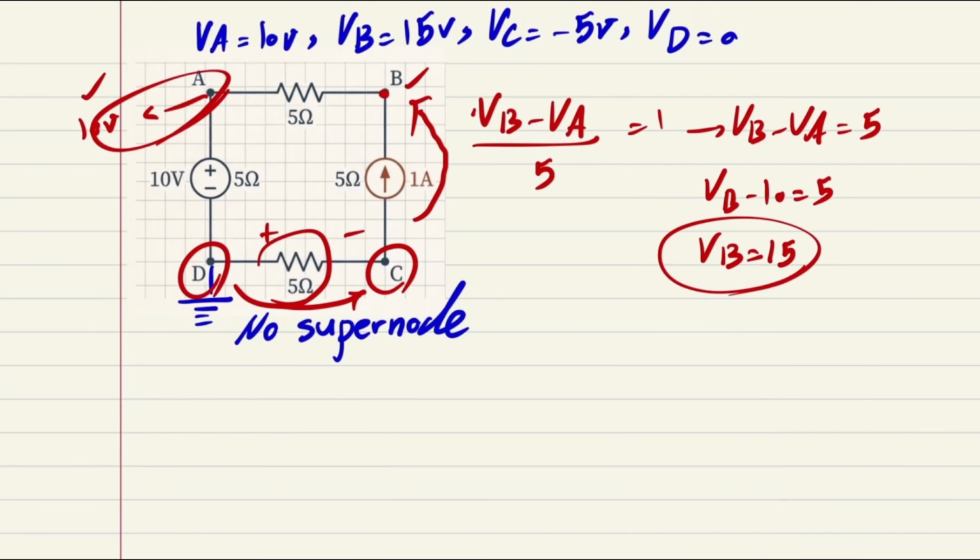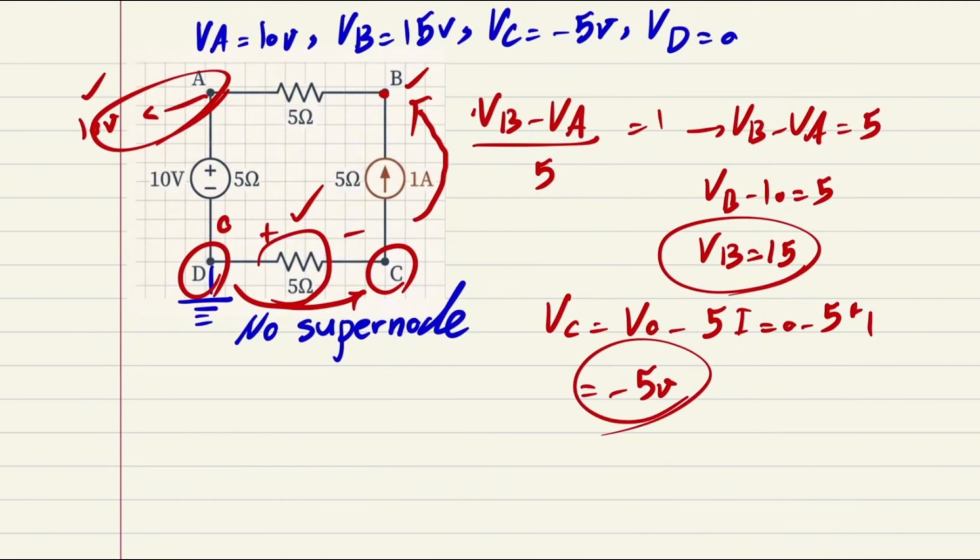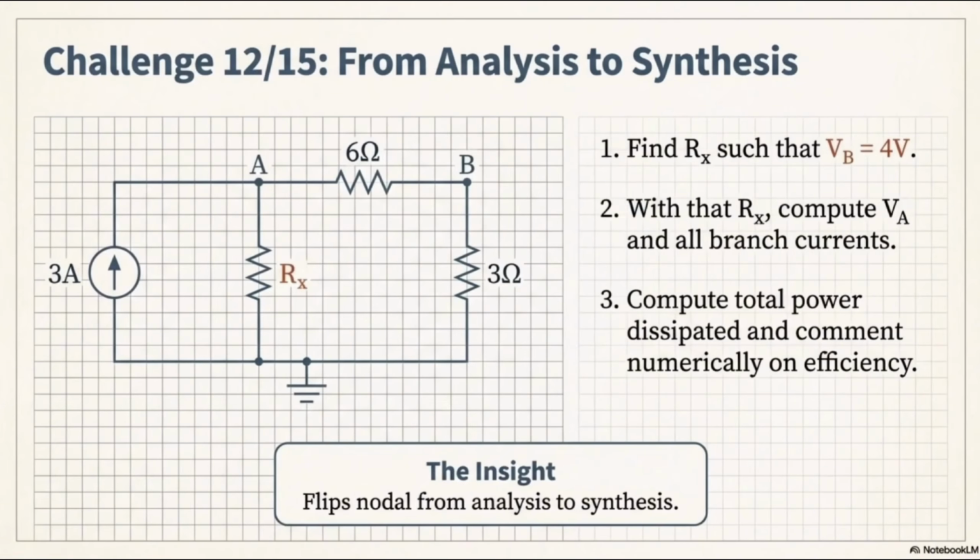Whatever voltage that I had over here, obviously 0, should be subtracted by whatever voltage that this guy is going to consume. So VC is going to be V0 or VG or whatever, subtracted by 5 times 1, which is 0 subtracted by 5 times 1. Negative 5 volts. As simple as that, right? We do have every number, we do have everything. We can do anything that we need.